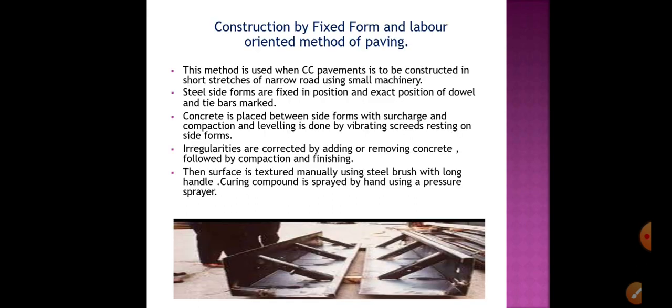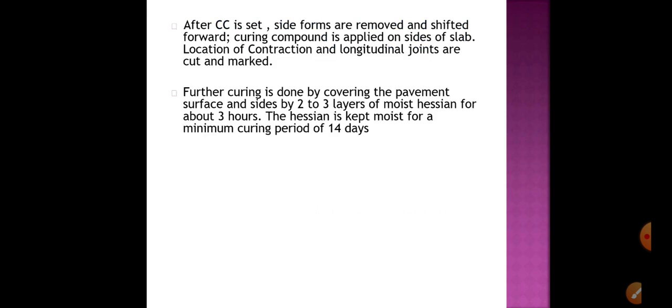After this, the side forms are removed and shifted forward. Curing compound is applied on the sides of the slabs, and the locations of the contraction joints along the slab are cut and marked. Again, curing is done by covering the pavement surface and sides with 2 to 3 layers of moist hessian. Again, this is kept for the minimum curing period of 14 days.